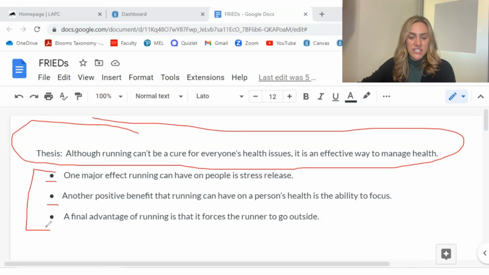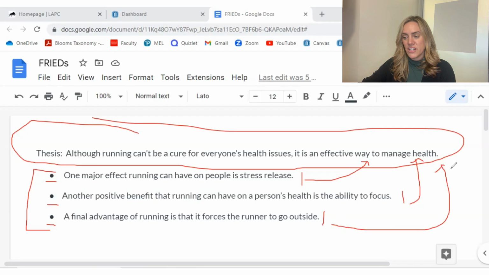And each of these reasons you are going to develop within the body of your essay. The first reason says, one major effect running can have on people is stress release, and that directly supports the thesis, which is that running can help you manage your health. The second reason is another positive benefit that running can have on a person's health is the ability to focus, which also can help you with your health. And a final advantage of running is that it forces the runner to go outside, which can also help you manage your health. Now, let's say that's your scratch outline, but you're having trouble coming up with what you want to say in this essay.